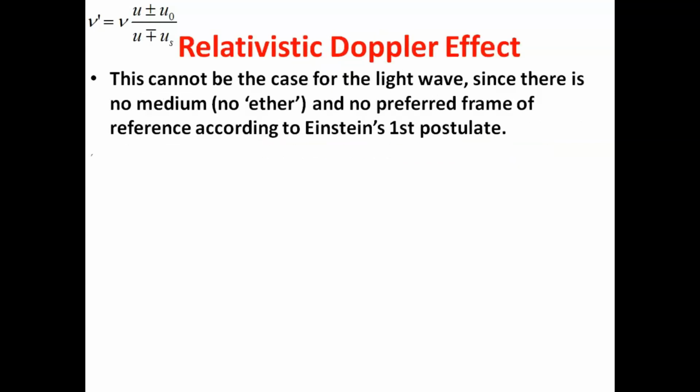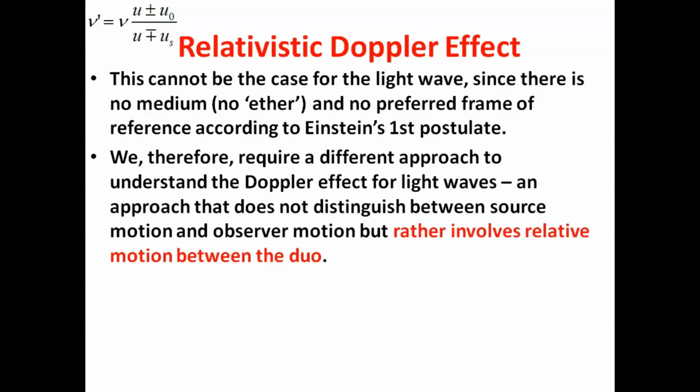This cannot be the case for light wave, since there is no medium. I mean, we have rejected the ether hypothesis, and there is no preferred frame of reference according to Einstein's first postulate. So what happens here? That's a question. We therefore require a different approach to understand the Doppler effect for light waves. An approach that does not distinguish between source motion and observer motion, but rather involves relative velocity between the two.